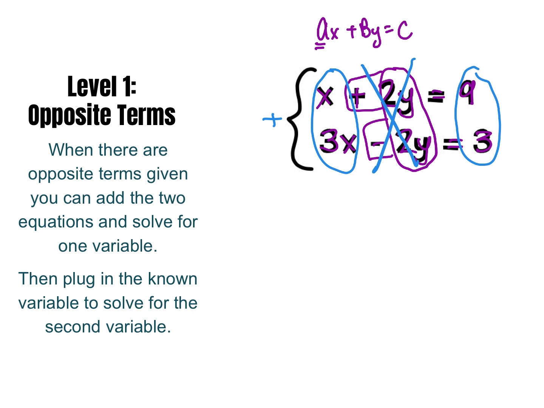So these are both positive. x plus 3x is 4x, and I'm just going to put it over here. 4x equals 9 plus 3, which is 12. I'm going to solve for x, so I'm going to divide by 4 on both sides. x equals 3. All right.